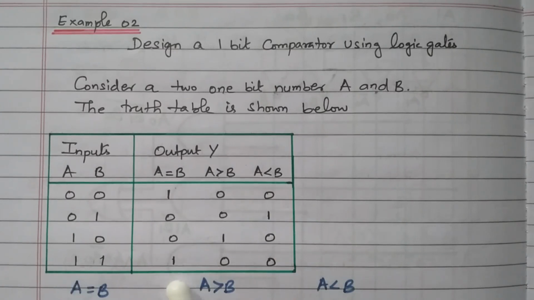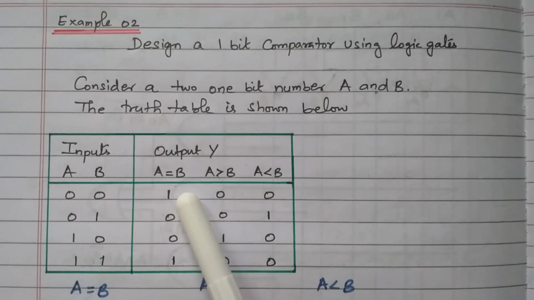From this truth table, there are 3 possibilities: A equal to B, A greater than B, A less than B. For that, we need to frame the Boolean function, so that the Boolean function can be implemented with logic gates. The Boolean function we can write from this tabular column, or we can also obtain it using a K map.